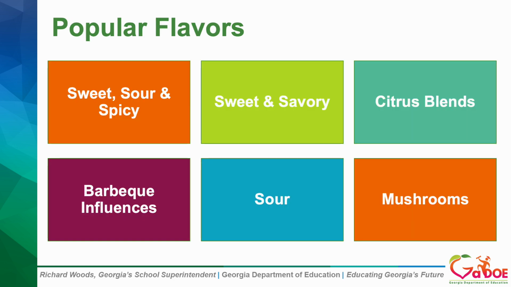There are several popular flavors being featured on menus: sweet, sour, and spicy. Think of a chili lime spice with pineapple. Sweet and savory flavors may have fun combinations like apples and cheddar, melons and soy sauce, or strawberry and ghost pepper. Citrus blends combine lemon, lime, and orange, bringing brightness to dishes. Barbecue influences can provide smoky flavors, while sour flavors can incorporate pickled or fermented vegetables and fruits. Mushrooms add umami or savory flavor to dishes as well.